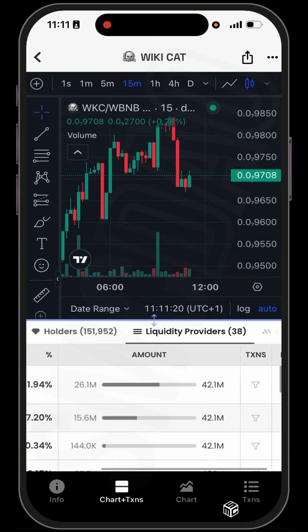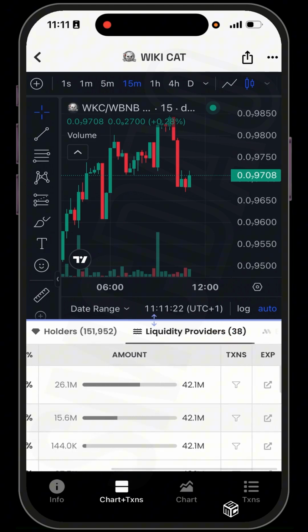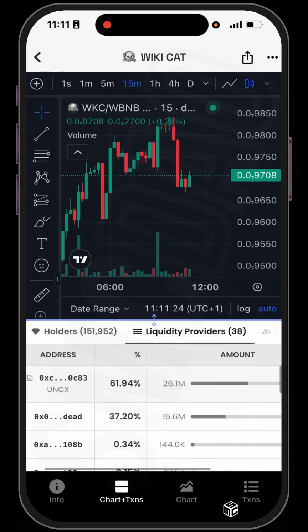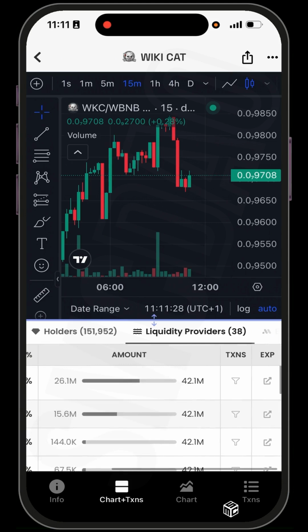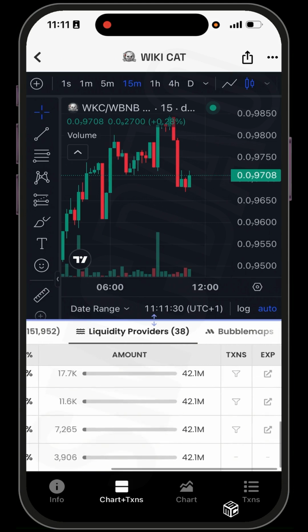You could also check the liquidity pool to see where the liquidity is at. You can see UNCX, yeah, and every other thing pertaining to that.